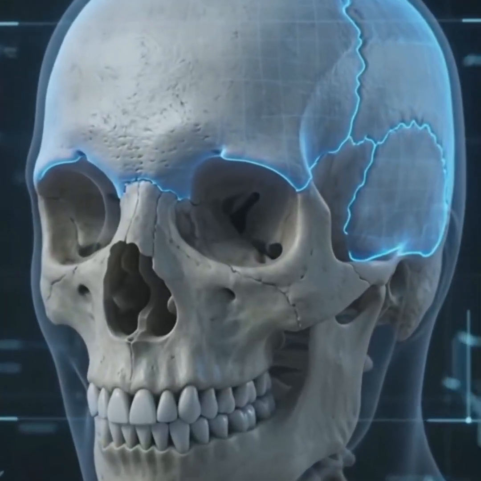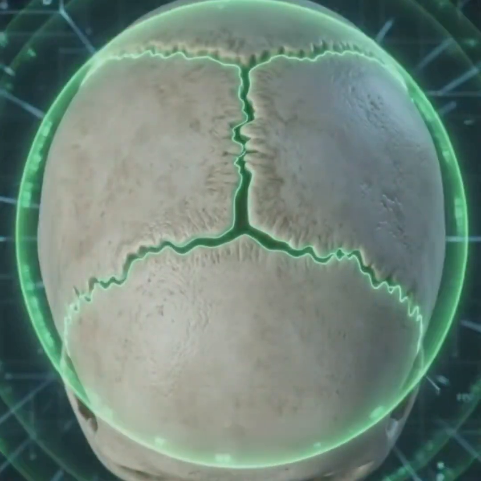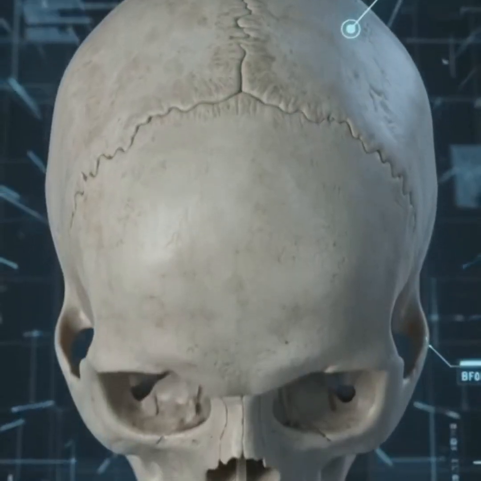Flat bones form a protective dome. This dome consists of an outer table, middle diploe, and inner table. Sutures allow the skull to expand. They typically fuse by age 26.